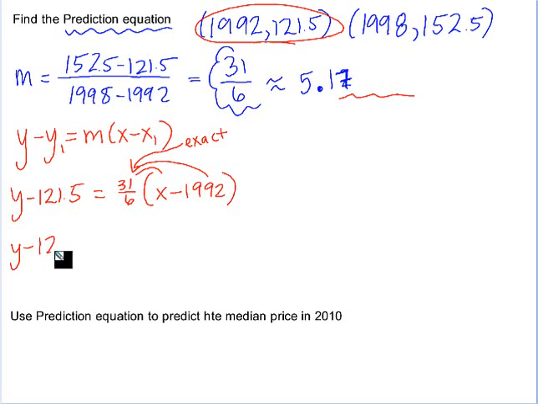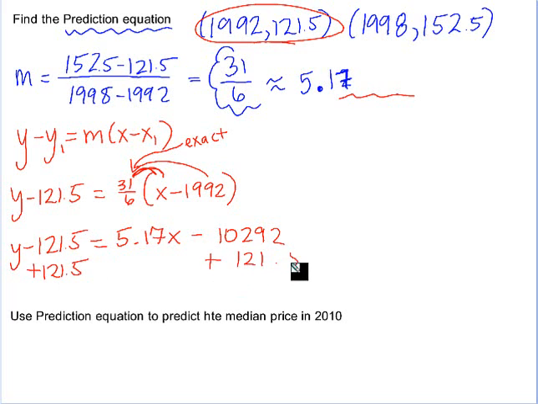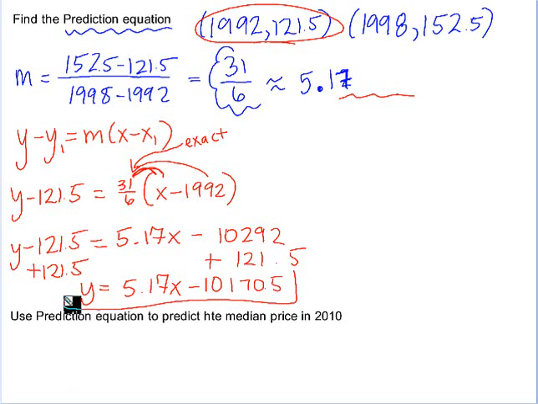So we have y minus 121.5 equals, distributing this, 5.17x minus 1992 times 31/6, which ends up giving us 10,292. Solving for y, then, we would have to add 121.5. So we have negative 10,292, we add 121.5. Our equation is then y equals 5.17x minus 10,170.5. So this is our prediction equation.